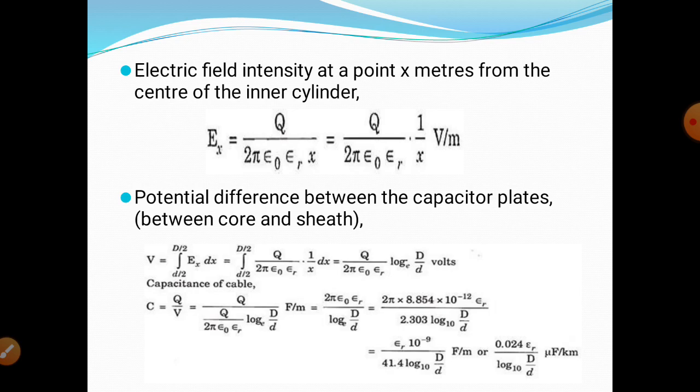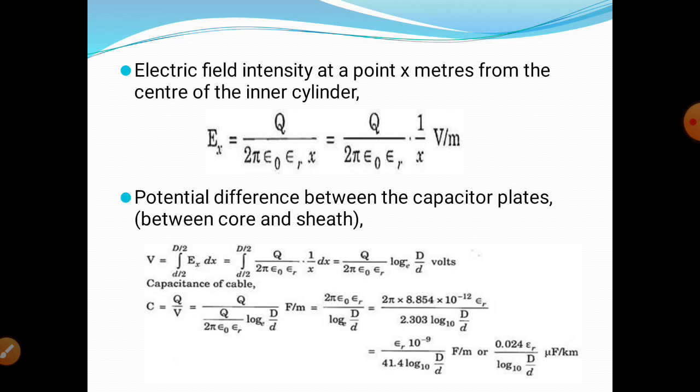We integrate 1 by x with respect to dx and then apply the limits, upper limit minus lower limit. We get the value of V equal to q divided by 2 pi epsilon naught epsilon r log capital D by small d. The unit of potential difference is volt.